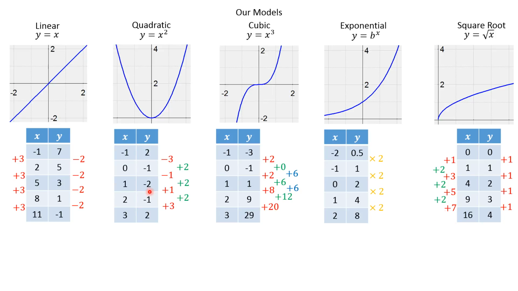But with a quadratic, it was the y values that did that. For a square root, it's the x values that have the same second difference. Now, why would that be?